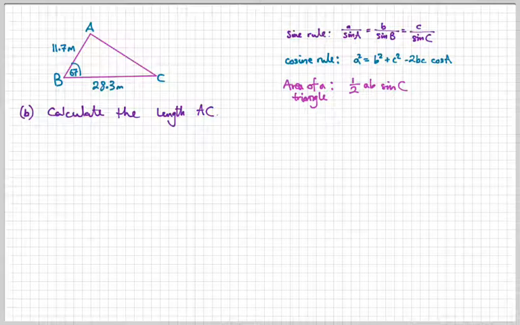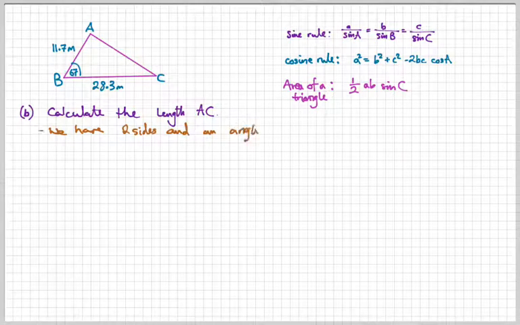Understanding which rule to use comes with a bit of experience and practice of these questions. You could try and apply the sine rule, and then if it doesn't work, then you might try the cosine rule instead. So you could do a bit of trial and error. And if you were to use the sine rule, you would find that there isn't enough information to use it successfully. You would need more information in order to use it. But we can use the cosine rule. We have two sides and an angle, and we're trying to find a missing side.